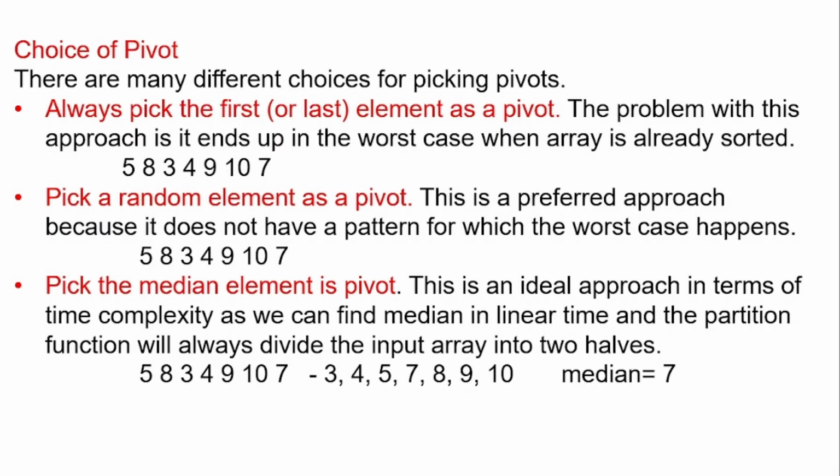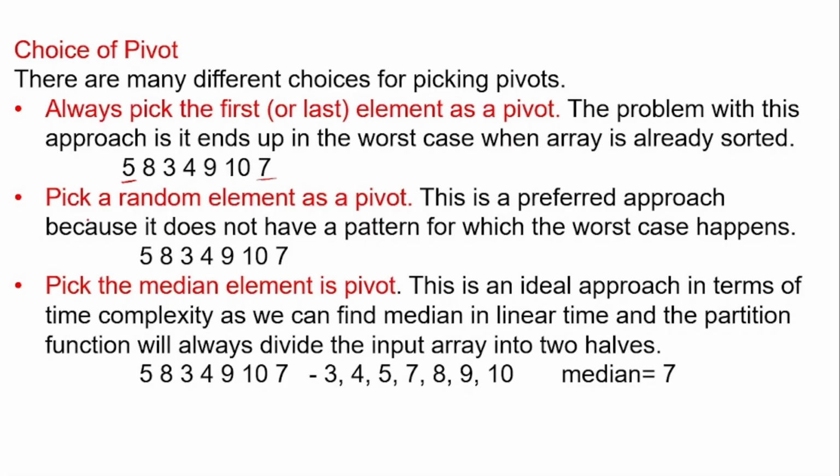Now, the choice of the pivot. There are many different choices for picking the pivot element from the array. The first one is always picking the first or last element as the pivot. Here, you can select either 5 or 7 as the pivot. The problem with this approach is that it ends up in the worst case when the array is already sorted. You can check this: when you give the input array already in ascending order, the worst case will occur.